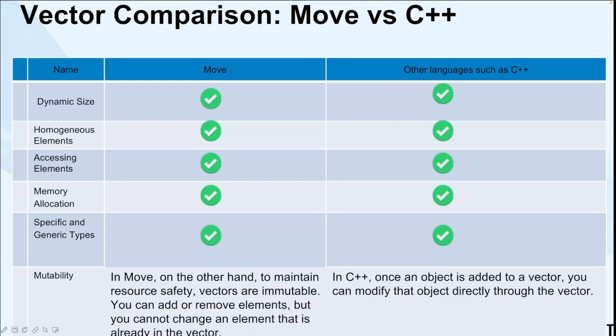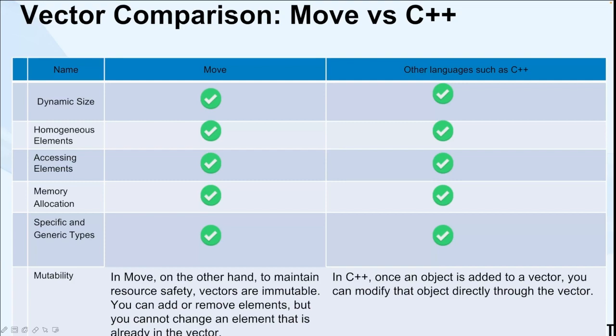However, it's important to know that even if a vector is of a generic type, it can only contain elements of the same type. For example, if you create a vector<T> and add an integer to it, you can only add more integers to the vector, not strings or any other type.